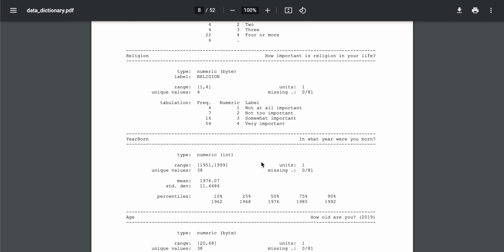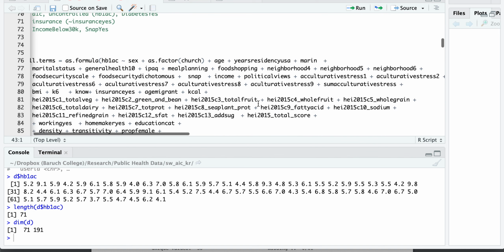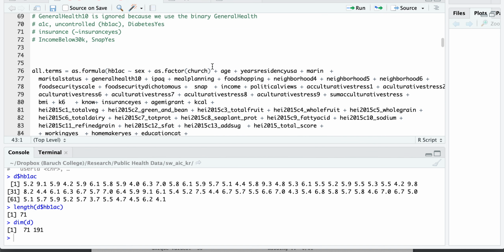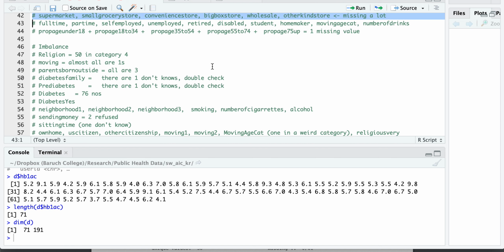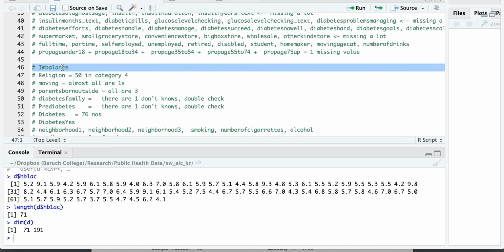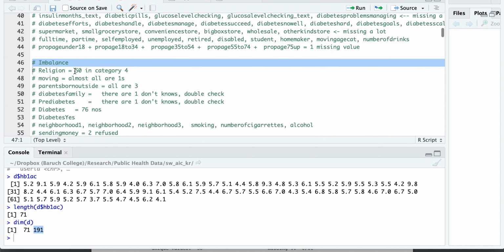Okay. Then we have religion. And let's see if I use religion as I go down the list. So I don't use religion, and see why I'm not using religion. Okay, because there is some sort of imbalance. So again, at this moment, because I have 191 predictors, I'm removing anything that can be slightly problematic. And slightly problematic means either they have missing values or there's a significant imbalance in the categories.